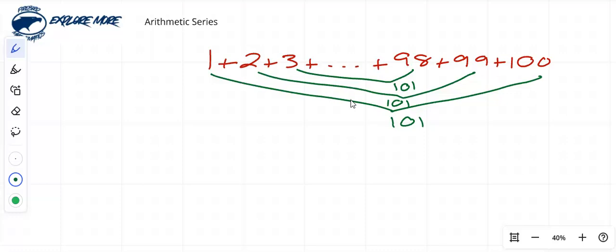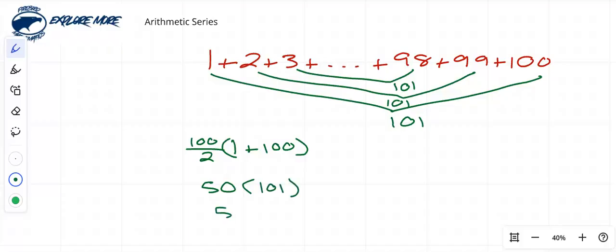And so he found a pattern: I could take the first number plus the last number, and I can make a bunch of groups of 101. And how many groups of 101 could I make? Well, there are 100 numbers, and I'm creating groups of 2, so it would be 100 divided by 2, so it's 50 groups of 101, and when I multiply that together, I get 5,050. So this is the sum of the first 100 terms, 1 through 100.